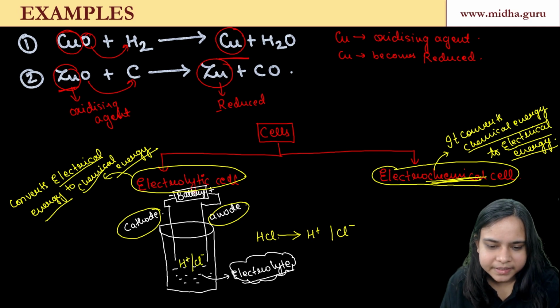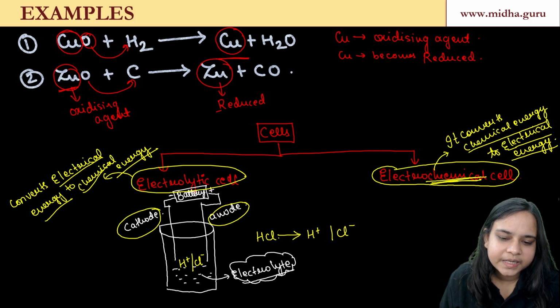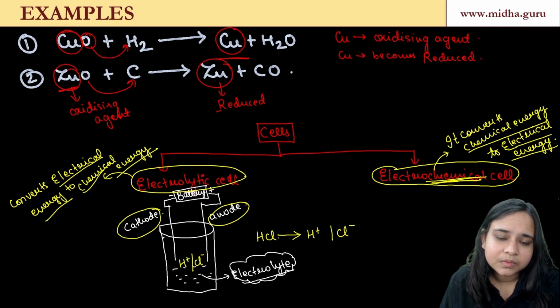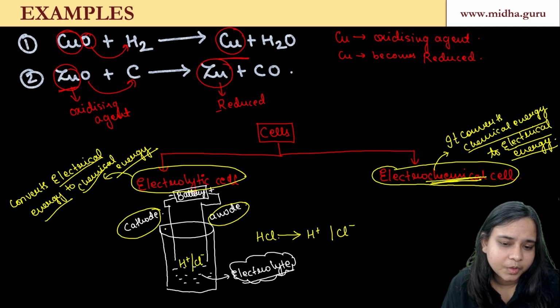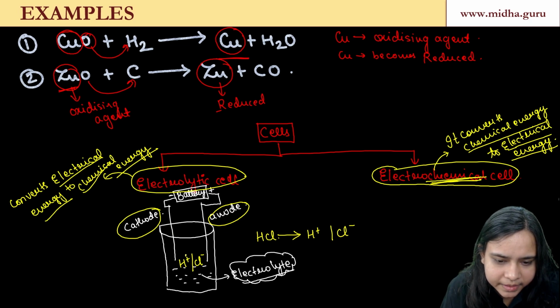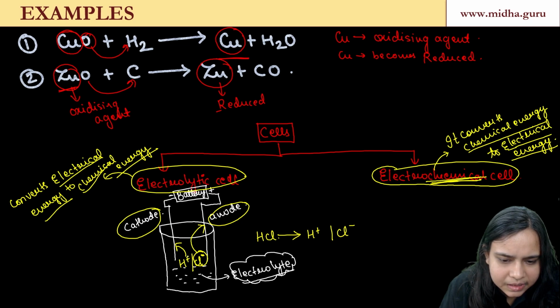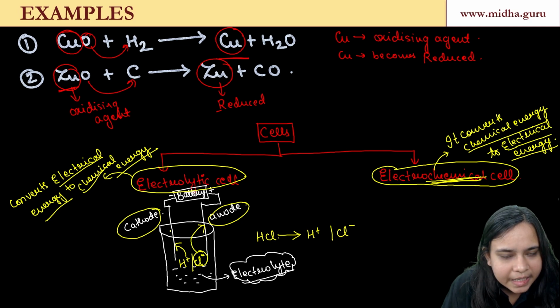We have understood in the previous slide itself that the positive ion, the cation, will migrate to the cathode, because it will get attracted to the oppositely charged terminal. So H plus will migrate to the cathode, and Cl minus, being a negative charge, will migrate to the anode. From here we can conclude a very big phenomenon. Going to the negative terminal, it will gain an electron, since the battery's negative terminal will provide electrons to this electrode.